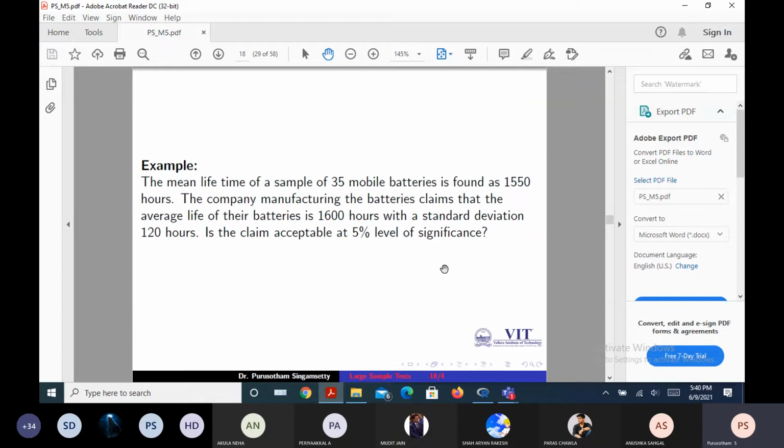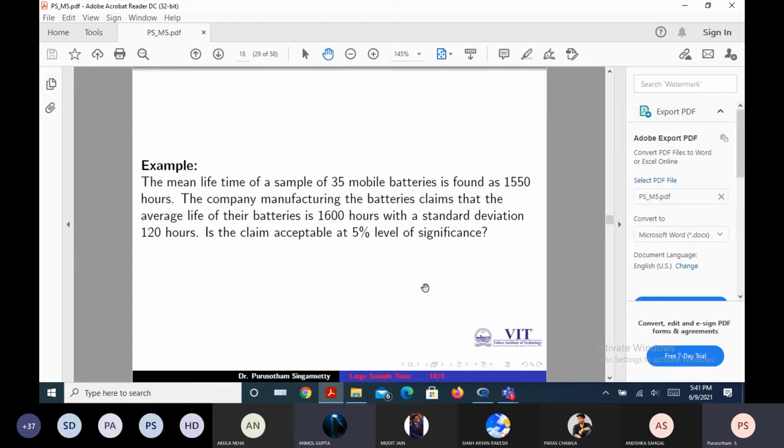Let us look at the examples involved in this testing of hypothesis. Carefully read the question. The question says that the mean lifetime of a sample of 35 mobile batteries is found as 1550 hours. The company manufacturing the batteries claims that the average life of their batteries is 1600 hours with a standard deviation of 120 hours. Is the claim acceptable at 5% level of significance?